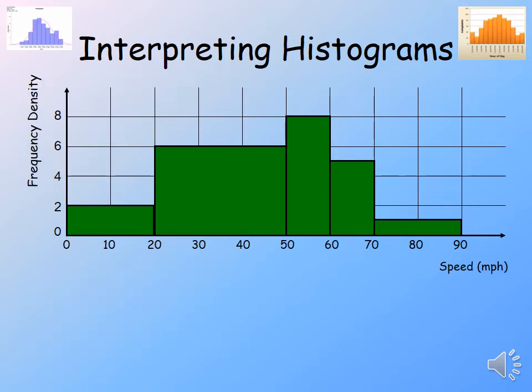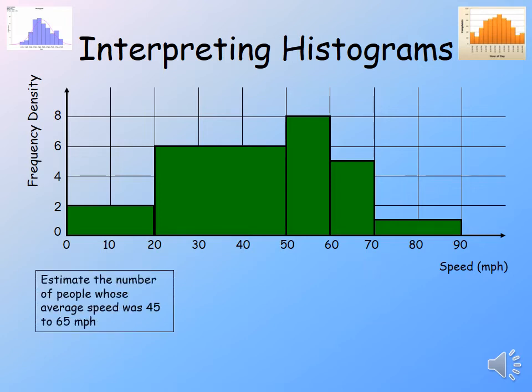So here's another one. Let's see what the question is. The question is, estimate the number of people whose average speed was 45 to 65. So remember, mark that out and then do the appropriate multiplications. 5 seconds. 1, 2, 3, 4, 5. Okay, so that is the area that we need.